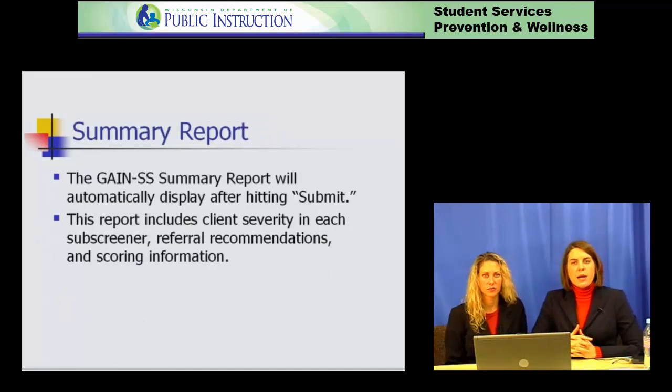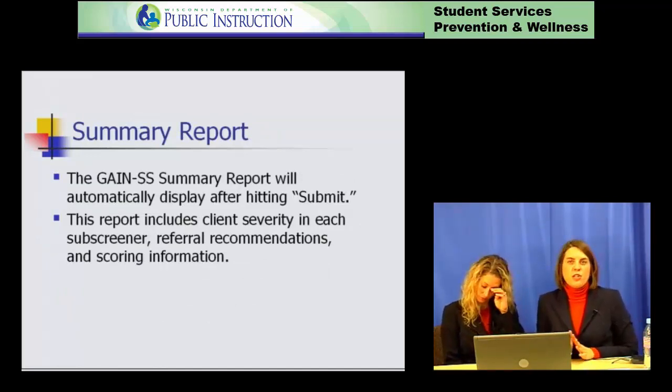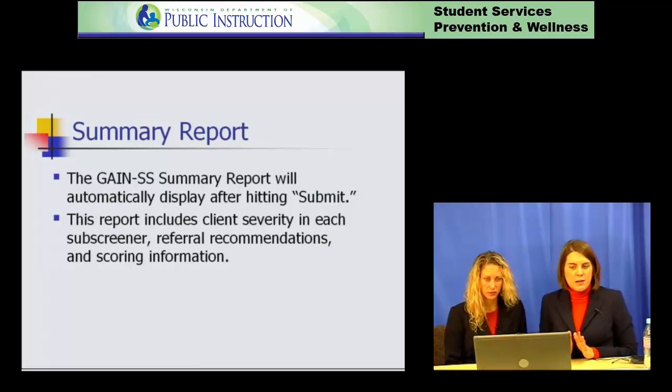The very first thing that pops up is the GAIN SS summary report. It's automatically displayed. You don't need to run anything, generate anything, hit any buttons other than submit. This report does include client severity in each subscreener, so low, moderate, or high, a general recommendation for referral, and information on their scoring.